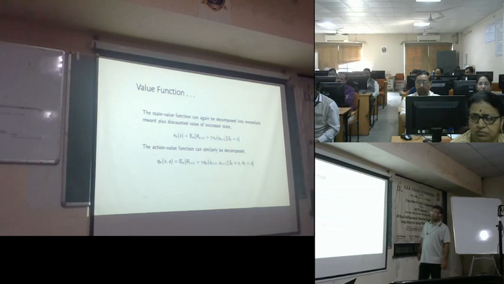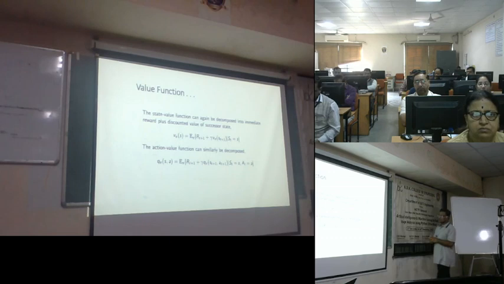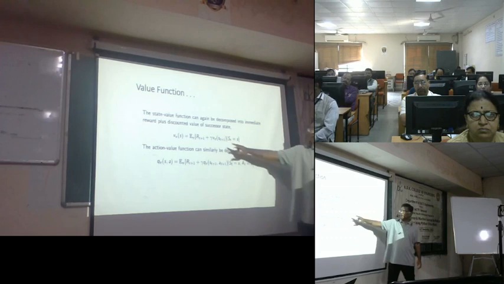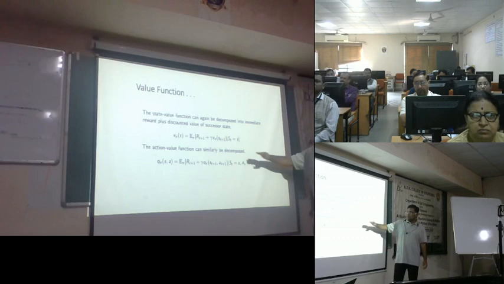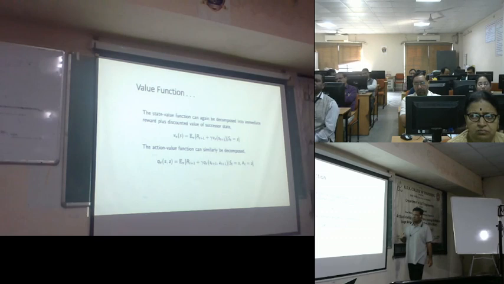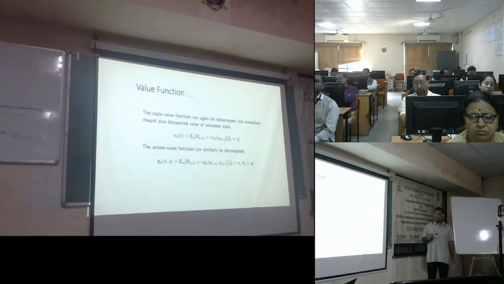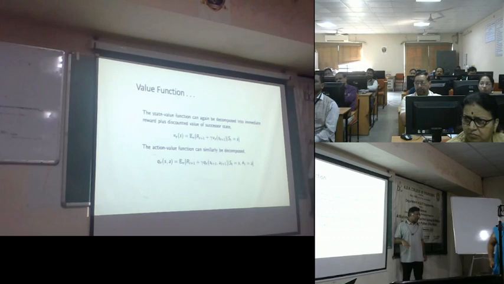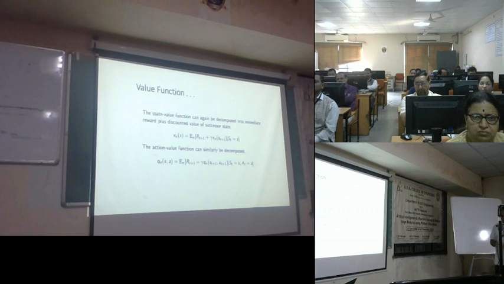Okay. So the value function of S for state we have already seen is the expected value of the current reward plus gamma times the discounted value of the reward from the next state. Similarly, we can have the state action function, which states that the expected value of the current reward plus gamma times the same. So we have this V, we have this Q, and state action for the next step.